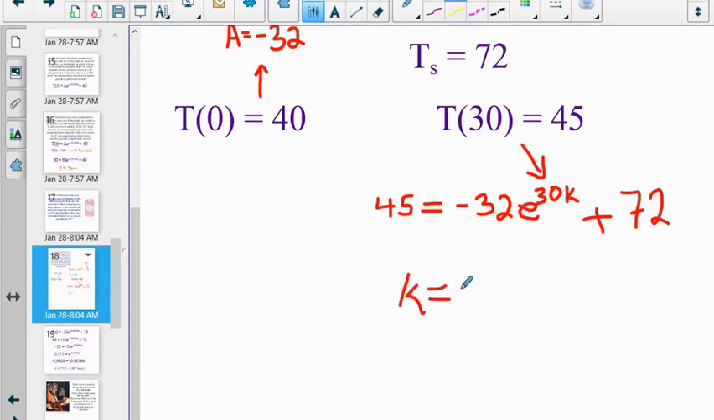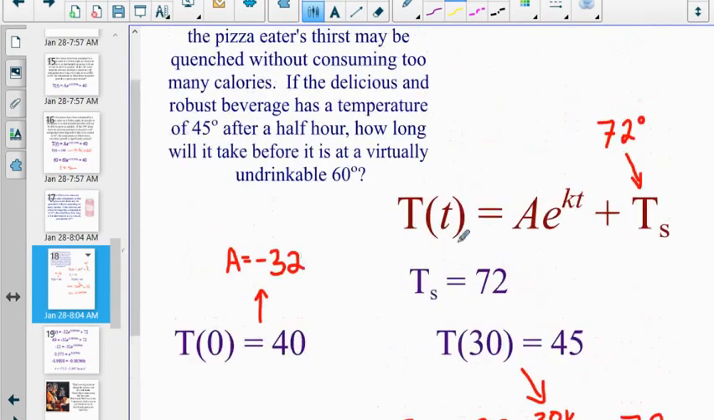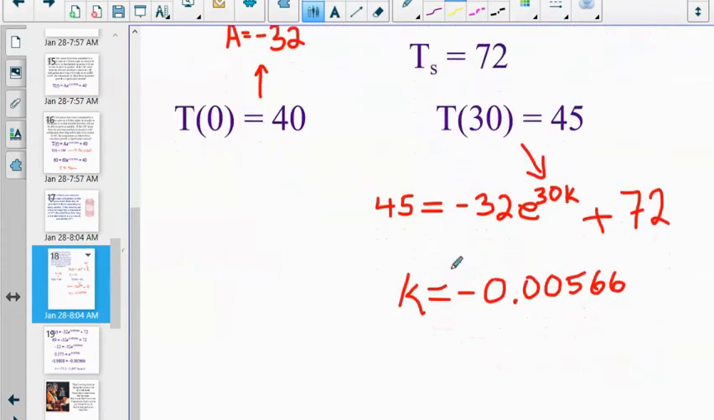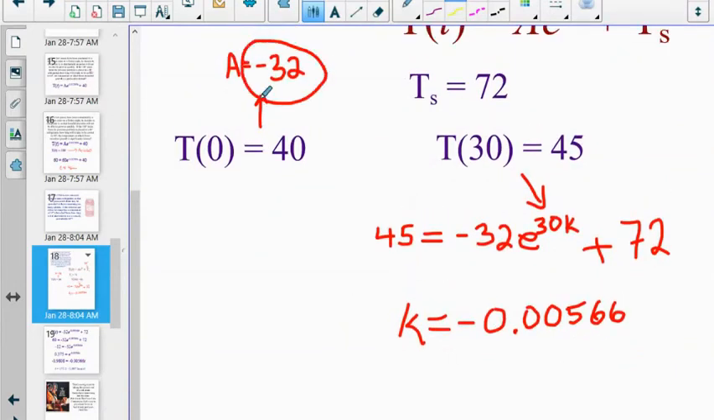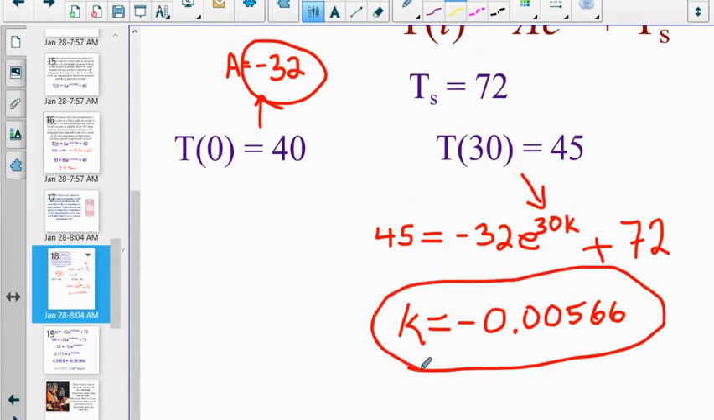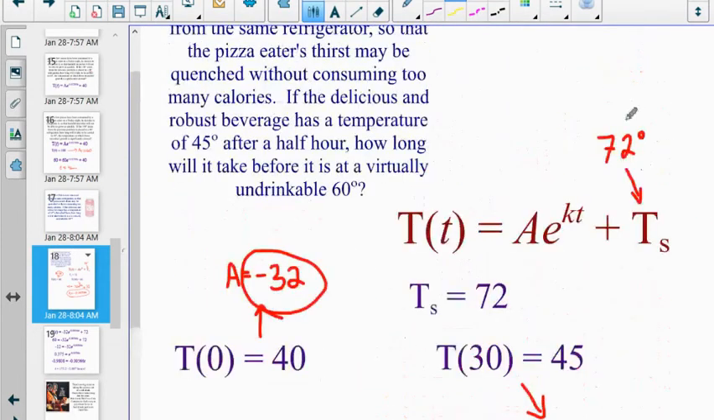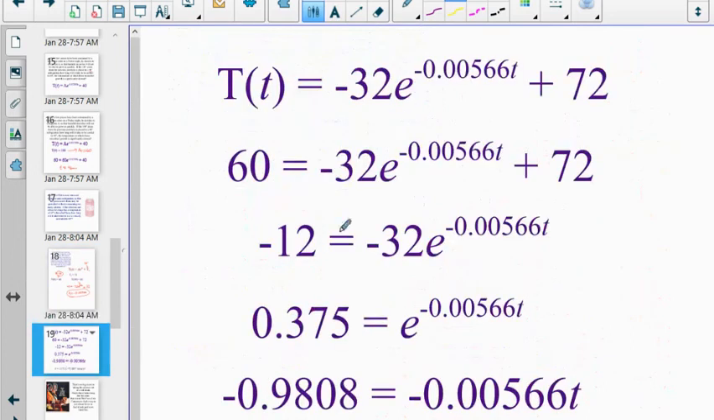And when I did this, I got k equals negative 0.00566, approximately, which gives me the equation that will allow me to answer the question, how long will it take before the can of Tab is at 60 degrees? Plug in my constants. A is negative 32, k is negative 0.00566, temperature of the surroundings 72, and I want to find out when this is equal to 60.